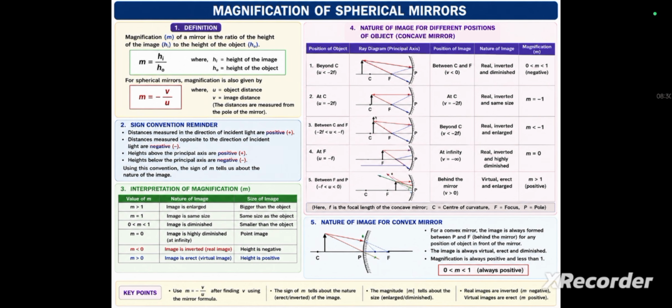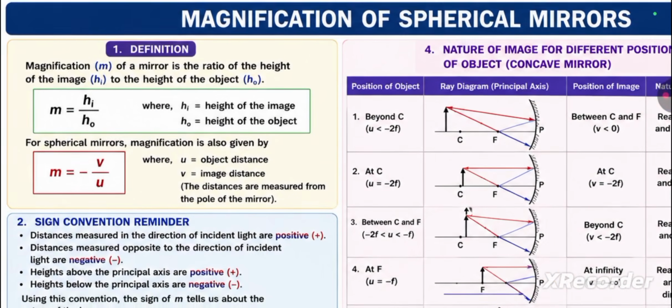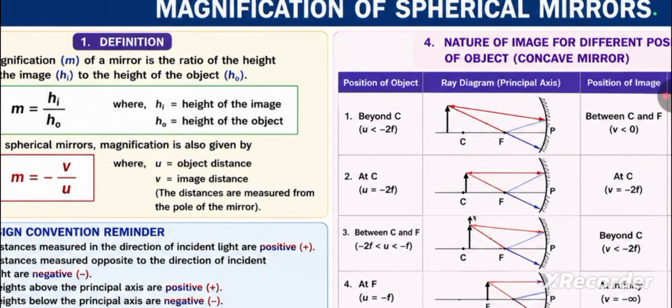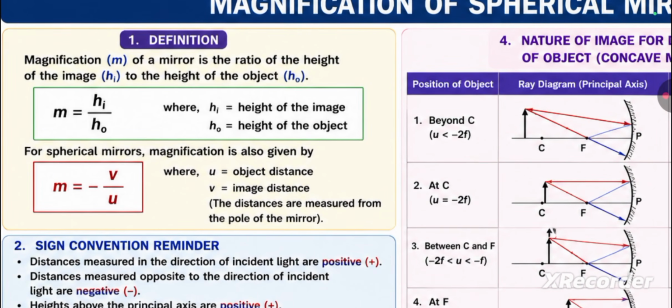Here we are discussing the magnification of spherical mirrors. First, what is magnification? Its definition: magnification, indicated by m, of a mirror is the ratio of the height of the image, hi, to the height of the object, ho. So the formula is m = hi/ho. Here hi is the height of the image, ho is the height of the object, and m is the magnification of the mirror.